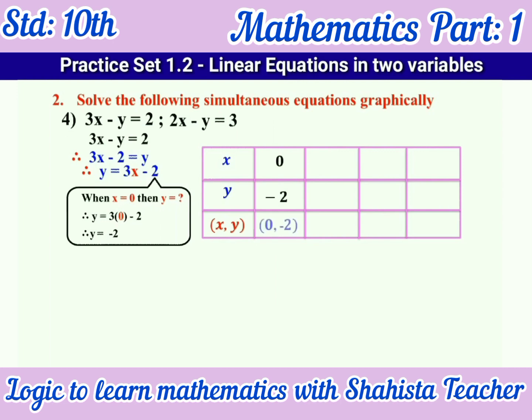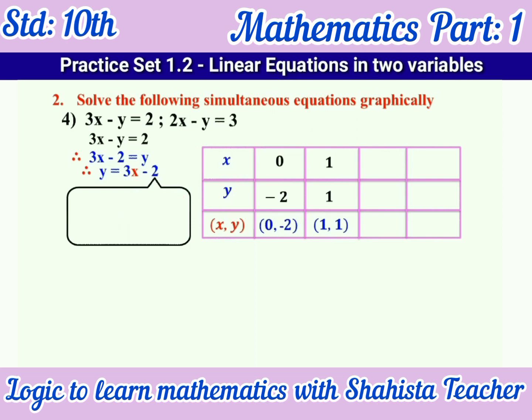So 0 comma minus 2. Now here we will consider x is 1, and we are going to calculate the value of y. So y is equal to question mark. Again y is equal to 3x minus 2. In the place of x we will put 1. So y is equal to 3 bracket 1 minus 2. 3 ones are 3, minus 2. 3 minus 2 is 1. So here x is positive and y is positive: 1 comma 1.